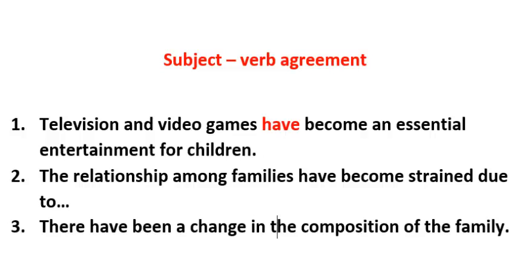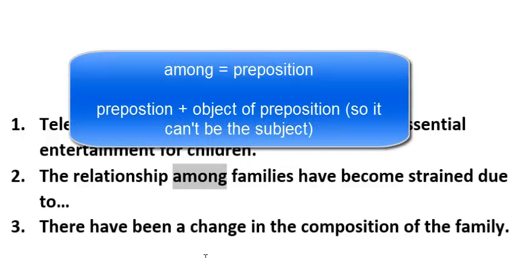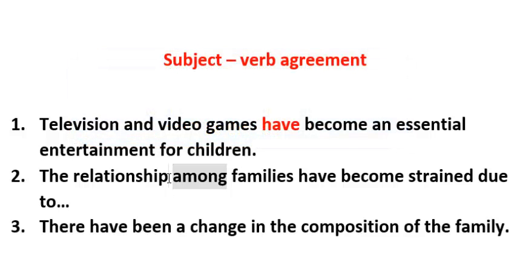Looking at the second sentence, let's identify the verb. Okay, have again, have become. Now, this one looks as if the subject is families, and families have makes sense. However, if we look at this word here, among is a preposition, and anything that comes after a preposition is an object. It's never a subject. Therefore, the subject in this sentence is actually the relationship.